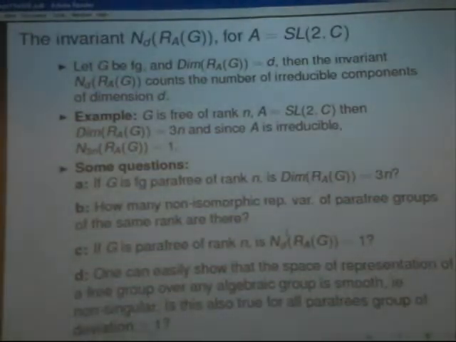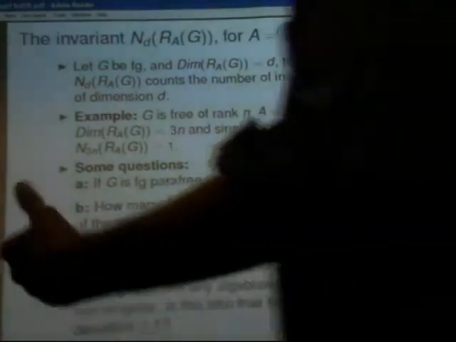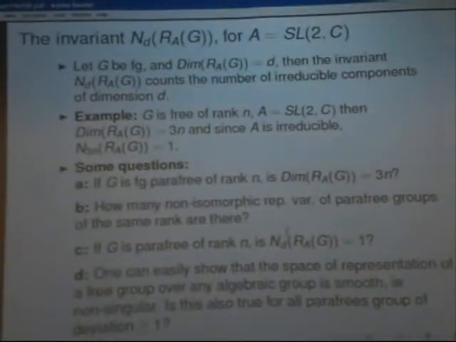You can say, if G is Parafree of rank n, is the function n sub d of r sub a of g equal to 1? That means, is there only one irreducible component of the dimension of the algebraic variety, as is the case in the free group? You can say, again, we can show, as I said, that the spatial representation of a free group is actually smooth. Is the same the case for Parafree groups? Okay, so we're going to try to answer all those questions.